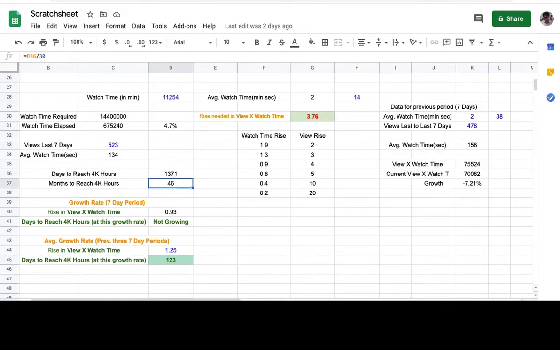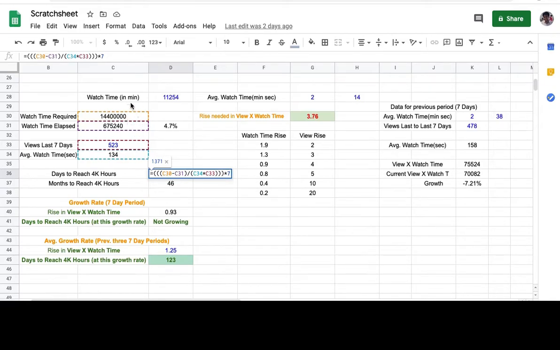Now how do I get these numbers? It's pretty simple. If you click on this, you can understand that this is the time required and this is the time elapsed. So I just take a subtraction, and if you subtract these two numbers, you get the watch time you need.